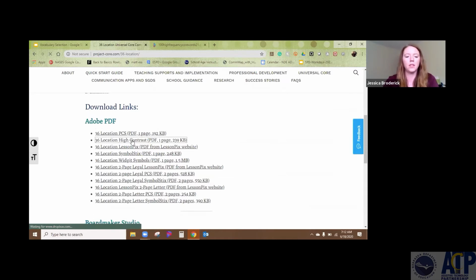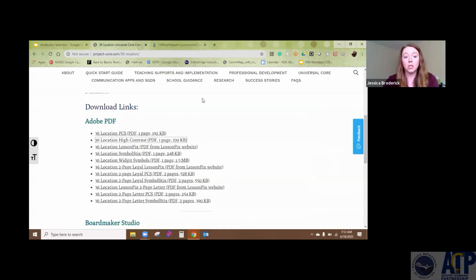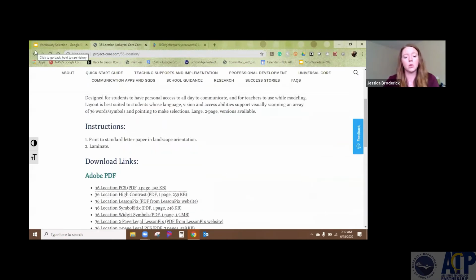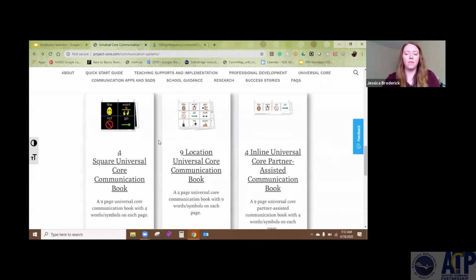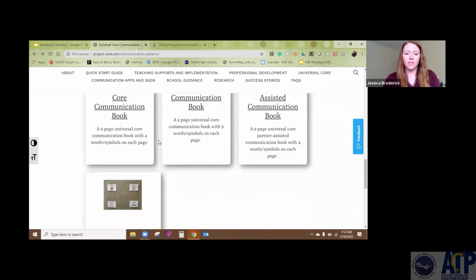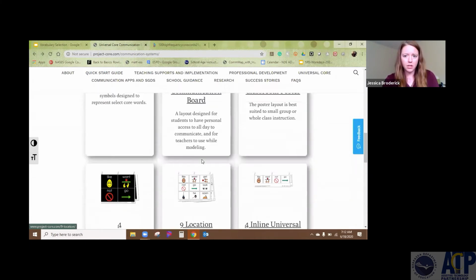So if you're working with students who have visual impairments, it's an option to have a black background on all of those. So they have a bunch of different options for their 36 location boards, but then they also have, if you have a student who that would be too much visual information, visual overload, they have like 4 in a square, they have 9, they have 4 that's just a line. So a lot of different options. They even have a setup for eye gaze there as well.